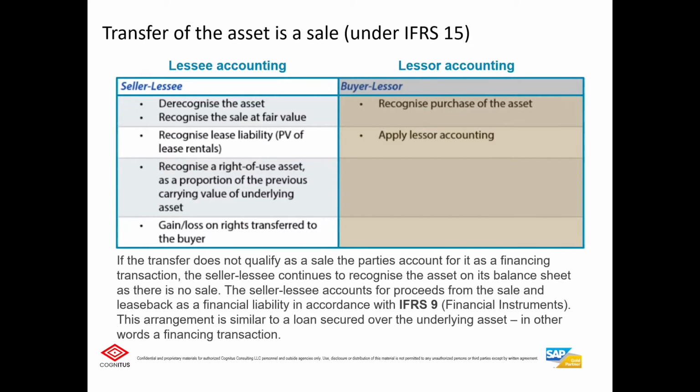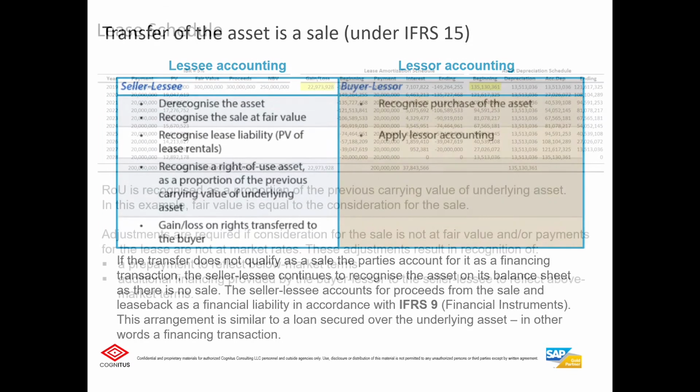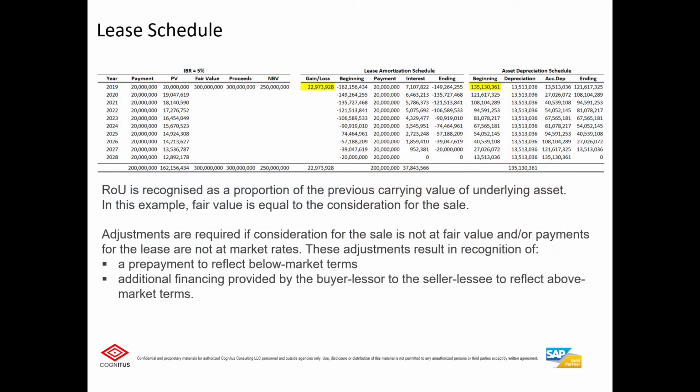So let's move on to the next slide. As you can see in the lease schedule, the present value of the annual payments, which is 10 payments of 20 million discounted at 5%, is 162,156,434. The current fair value of the aircraft is 300 million. The net book value is 250 million and the proceeds from the sale are 300 million.